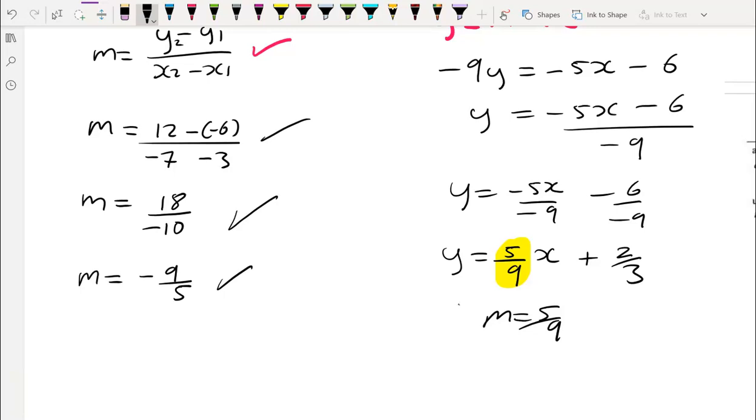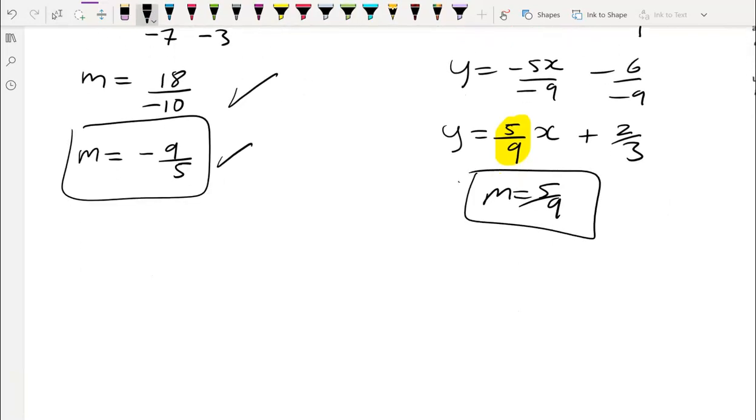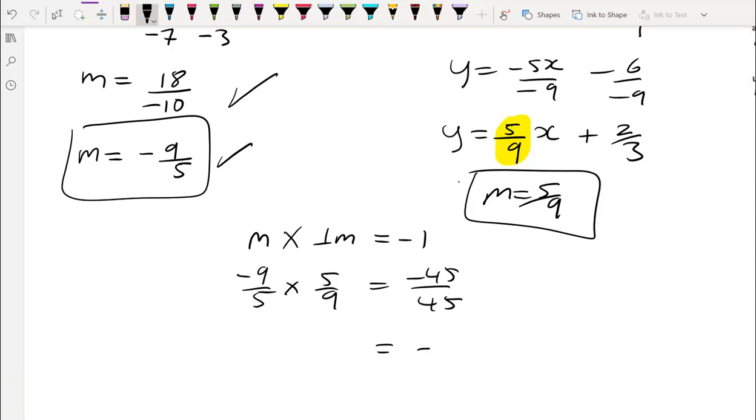The conclusion you need to be very careful of. To conclude that these are perpendicular, you can't just say one is upside down with the sign inversed. The proof for perpendicular is a slope multiplied by a perpendicular slope should always give us minus 1. So minus 9 over 5 multiplied by 5 over 9 should give us minus 45 over 45, which is indeed equal to minus 1. Hence, they are perpendicular.